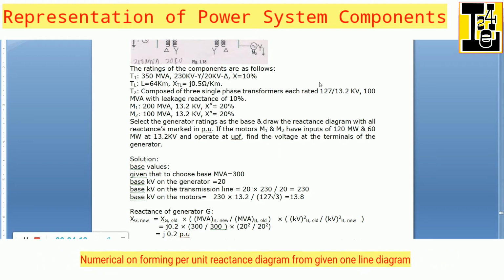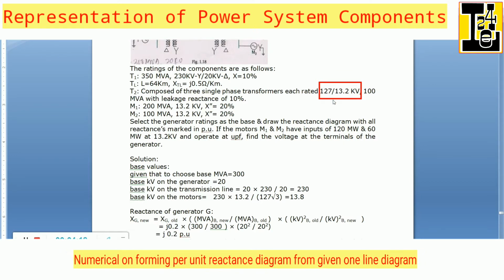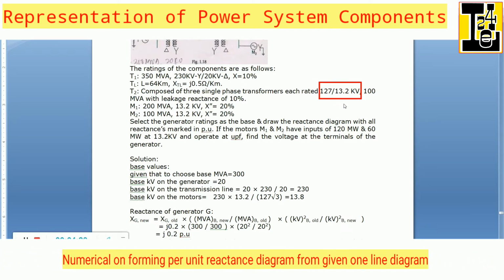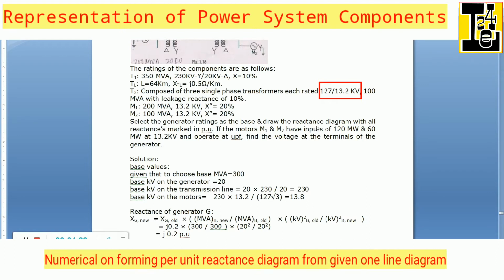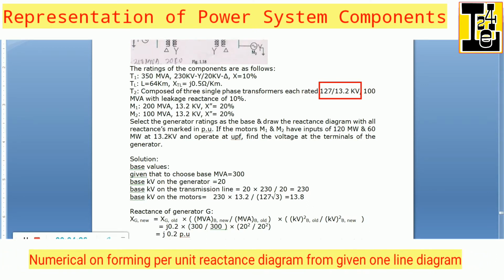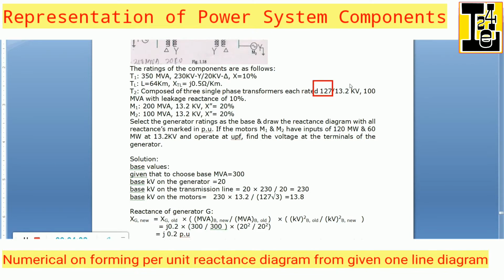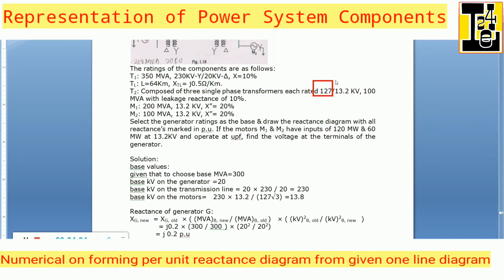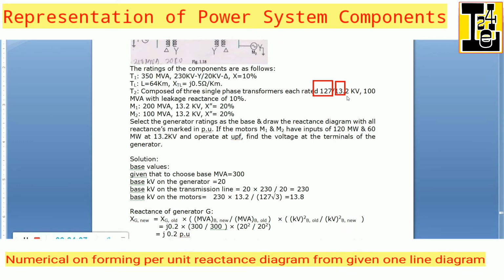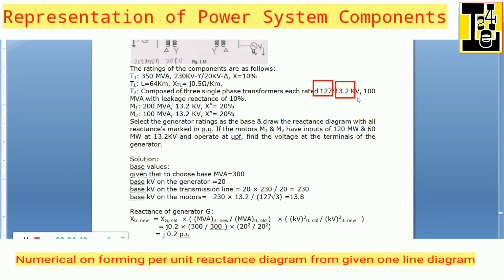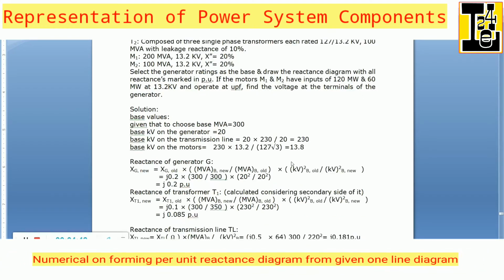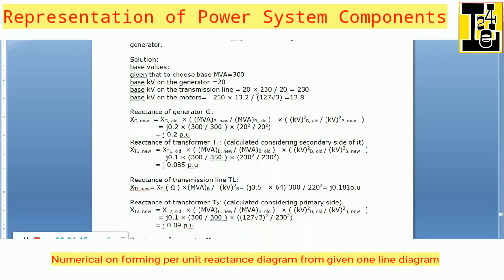Here the ratings are given on a single phase basis. So here 127 is the primary side and 13.2 is the secondary side. As the primary side is having a connection of star, we need to multiply √3 to it, so it will become a three phase value. But at the secondary side it is a delta connection, where the line value and phase values are same at the delta connection of the transformer. So that's why we have multiplied here 127 into √3. So after calculation we will get 13.8.